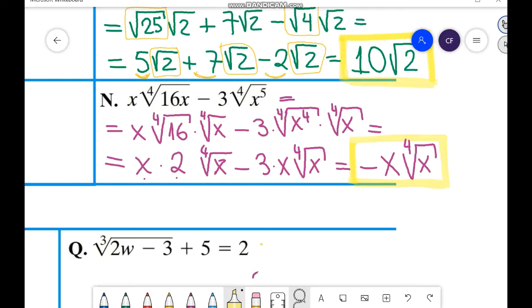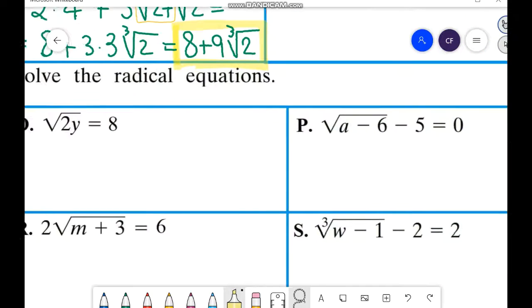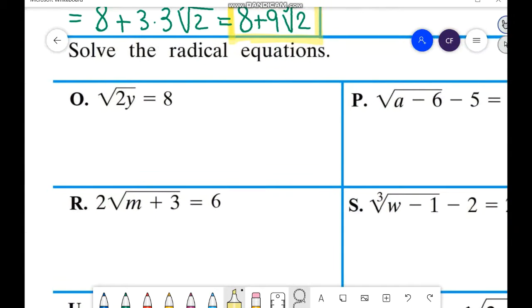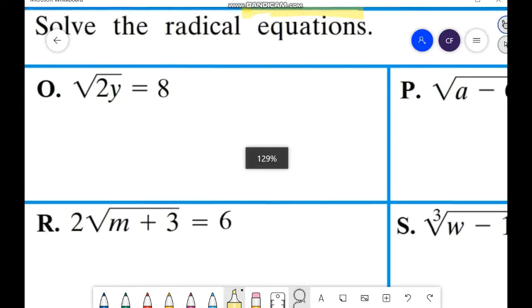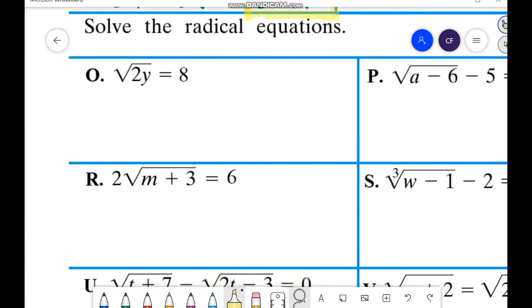Okay, nice. Done with letter N. Let's move to that part of the test, solve the radical equations. I'm going to tell you, it is the most important part, where you're going to find more points. Most of the points are here. Each question is worth 1 point. The previous questions, each one is worth 0.5 points. So make sure you know how to solve radical equations, okay? It's not hard as long as you follow the procedure.